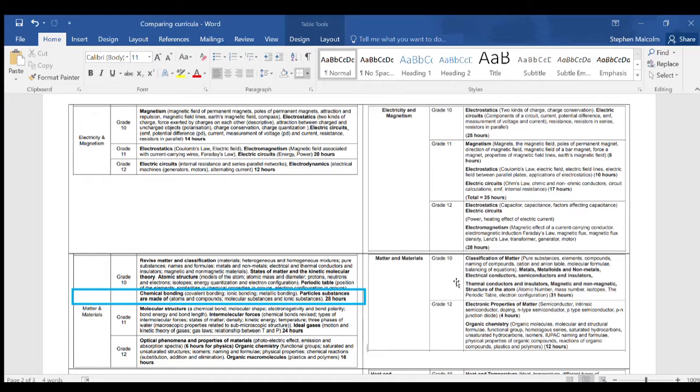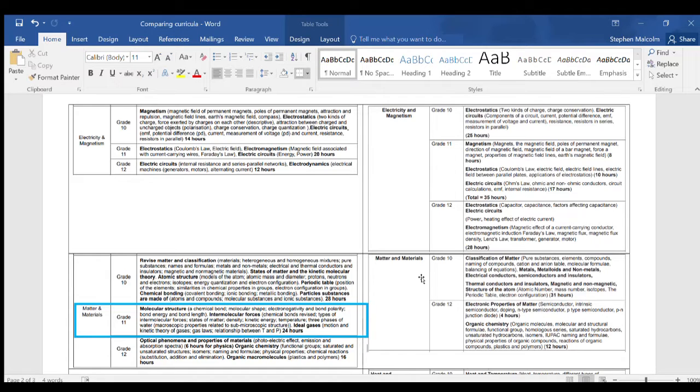For example, there's no focus on molecular structures or ionic lattice structures or covalent lattice structures. So the fact that chemical bonding isn't there is a little bit concerning. Then in grade 11 in matter and materials, molecular structure is looked at, including the polarity of bonds and molecule structure, as well as intermolecular forces between particles, and then looking at the gas laws and ideal gas laws. But this is not done in the technical sciences.